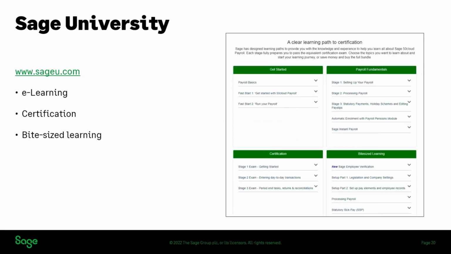And last but certainly not least, Sage University, which is sageu.com, which is free to register for as a Sage customer, where you can access e-learning courses, Sage certification, and some bite-sized learning. So this can all be done in your own time and at your own pace. I do know time is of the essence when it comes to running a payroll, but if you do want to expand your Sage payroll learning a little bit further, do head on over to Sage University and have a look.